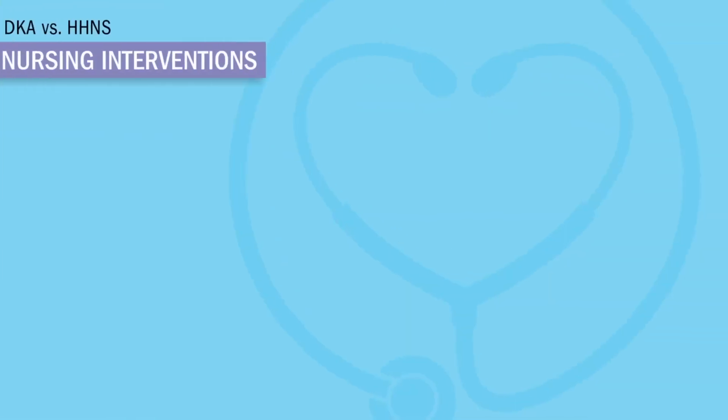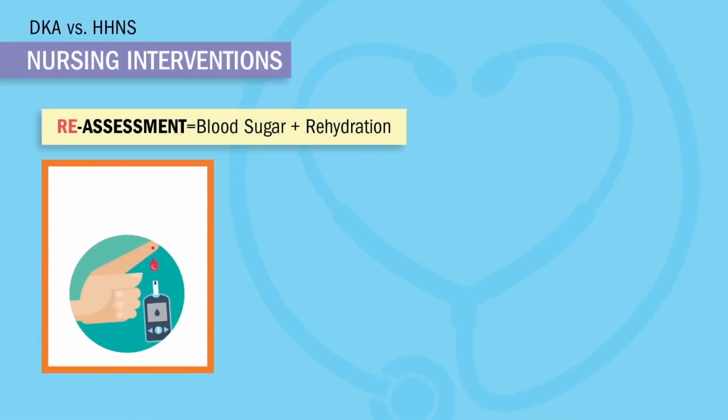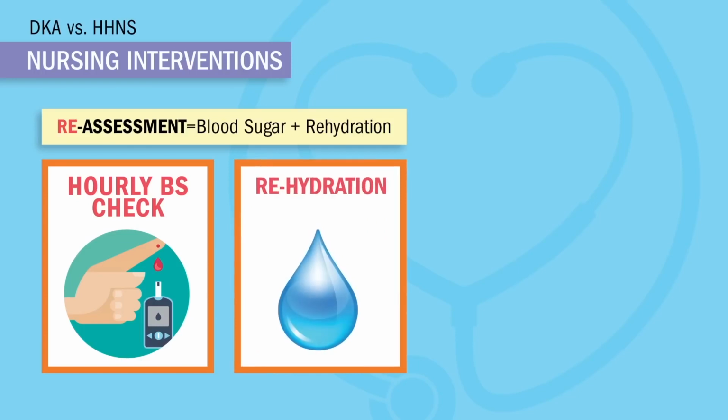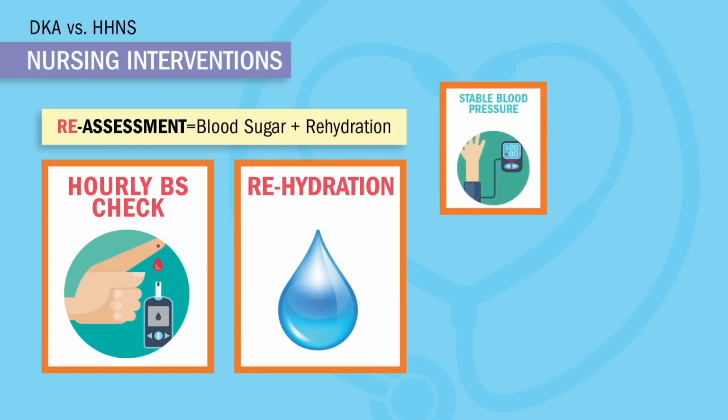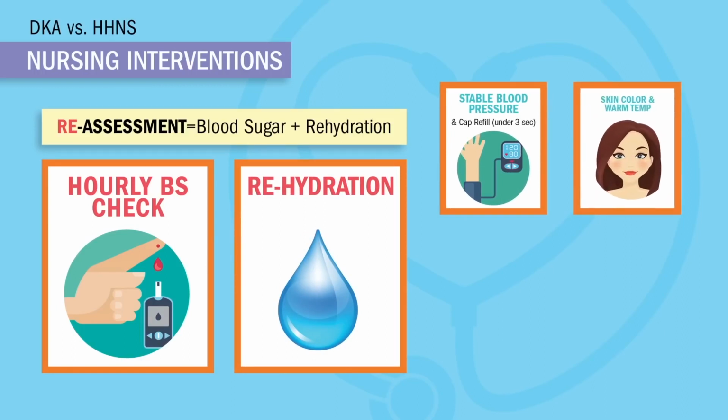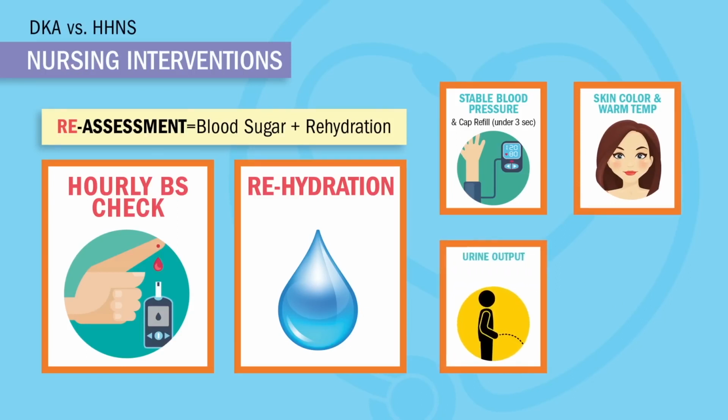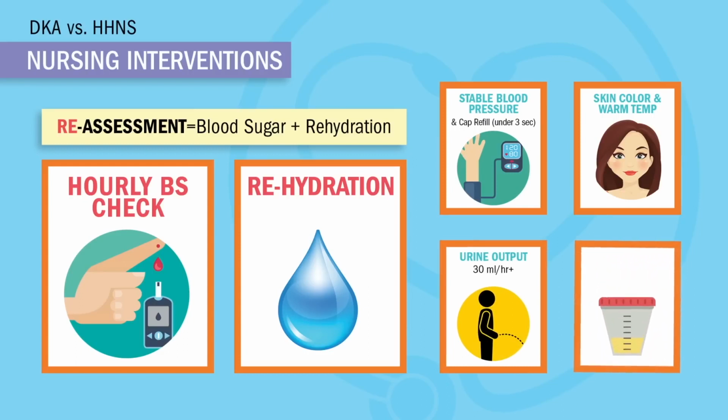But a lot of questions came up about reassessing the hydration status. So write this down, guys. So we reassess both blood sugar and rehydration status. So for hydration, we'll see stable blood pressure, cap refill 3 seconds or less, and guys, skin, write this down, should not be pale or cold. It should be warm and have some color. Urine output should be 30 mLs per hour or more with normal specific gravity.